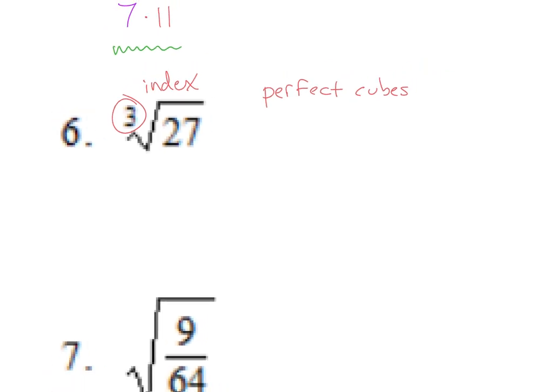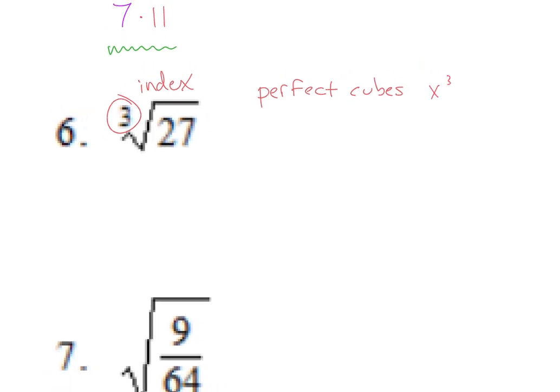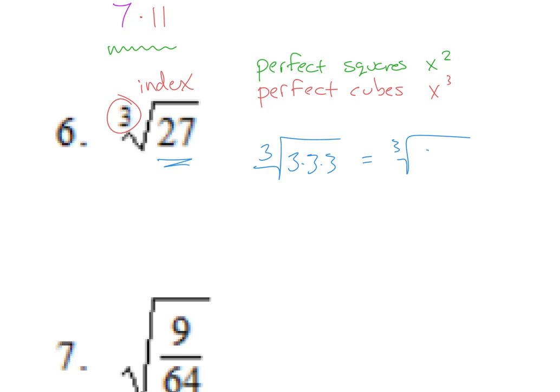cubes. So here I'm going to write cubes, like x cubed. And then just to reiterate what I was just saying, perfect squares are like x squared. So this problem actually becomes really simple, because the cube root of 27 is really 3 times 3 times 3, or the cube root of 3 cubed. And so we are looking for perfect cubes. So what happens is 3 goes out, and that's it.